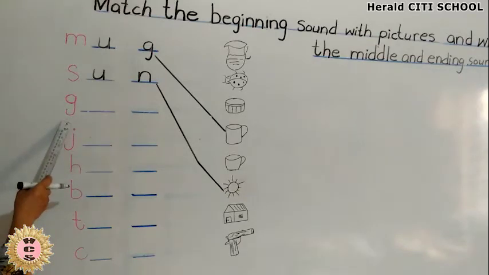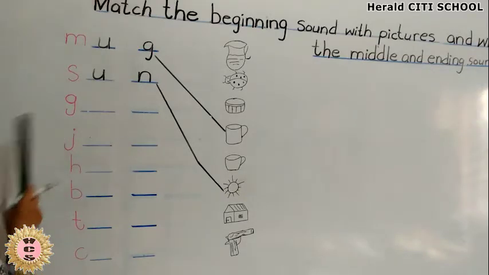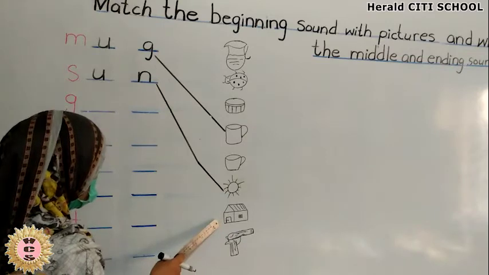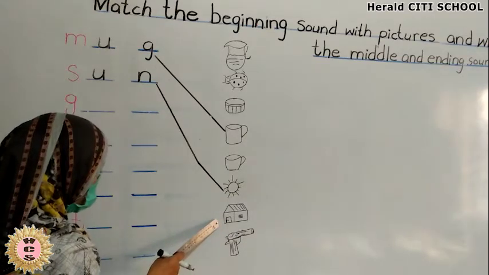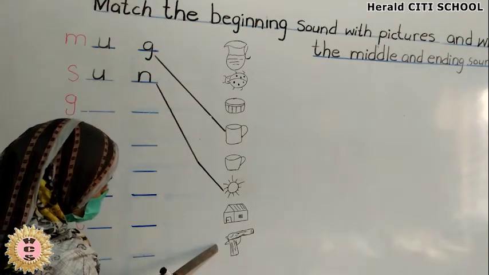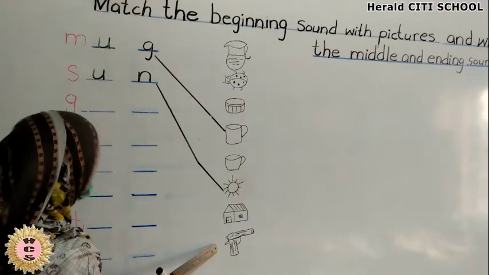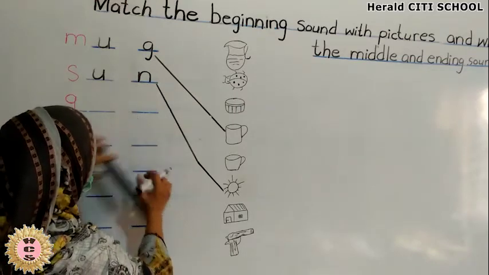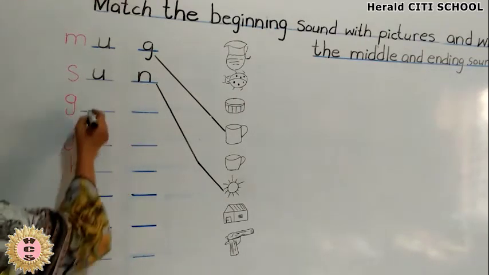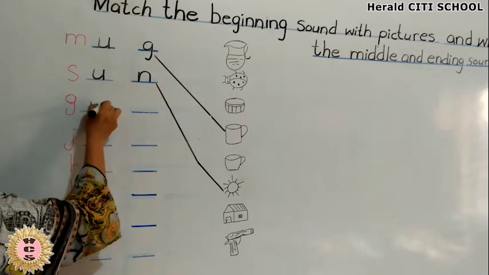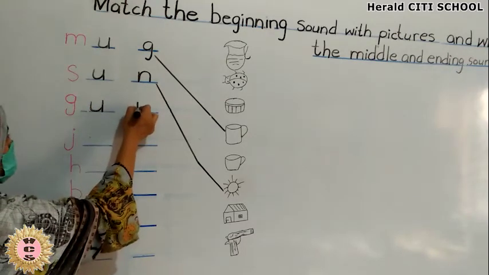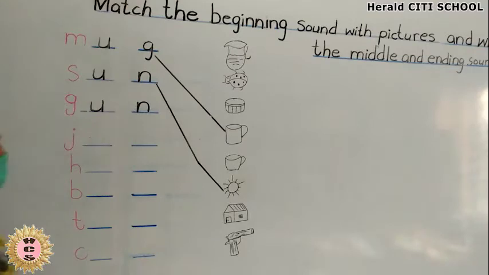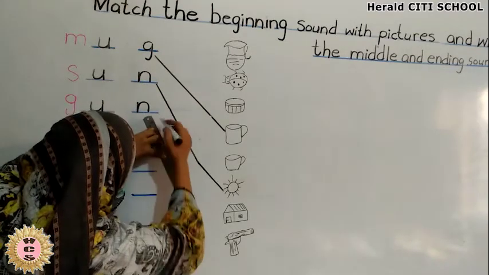Children, which sound is this? G. And which picture starts from the sound of G? Does this start from the G? No. And what is this? Yes, this is gun. Gun. Gun starts from the sound of G. And what is the spelling of gun, children? G-U-N. Gun. Now we will match the spelling of gun to gun.